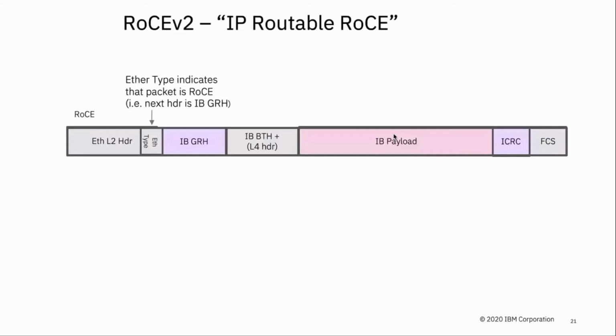When we originally started with SMC-R over RoCE, it was based on the RoCE standards. When RoCE was originally shipped, it was a layer 2 technology, and here's a snapshot of the frame. For us, the IB payload was an Ethernet packet.